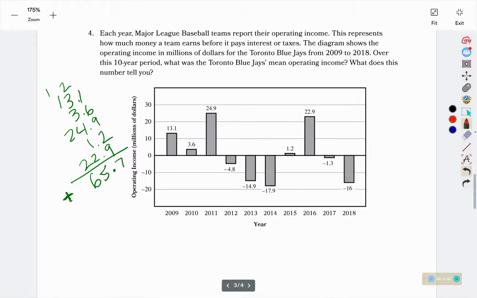Now let's look at the negatives. We have 4.8, 14.9, 17.9, 1.3, and 16. 8 plus 9 is 17, plus 9 is 26, plus 3 is 29. 2 plus 4 is 6, plus 4 is 10, plus 7 is 17, 18, 24. 3, 4, 5. Keep that decimal lined up. These are the negatives.